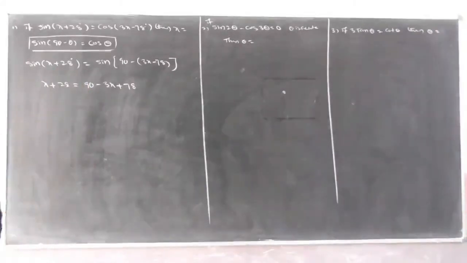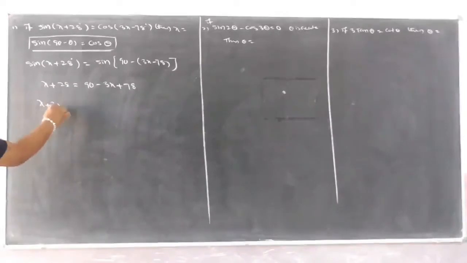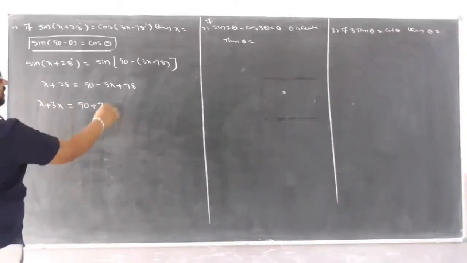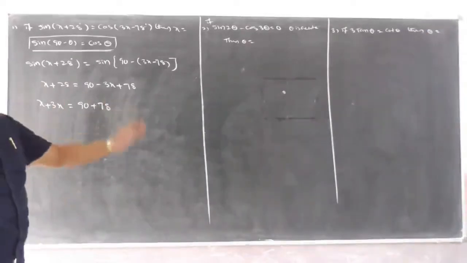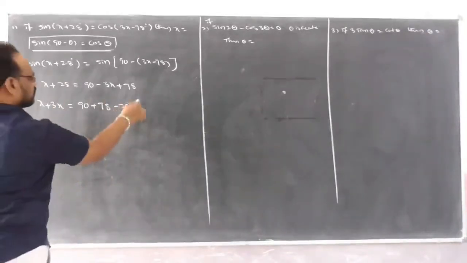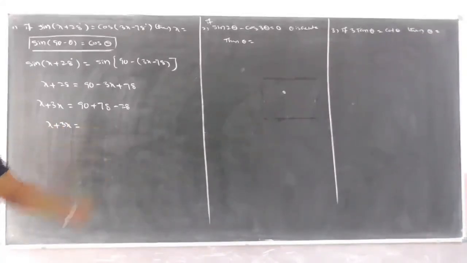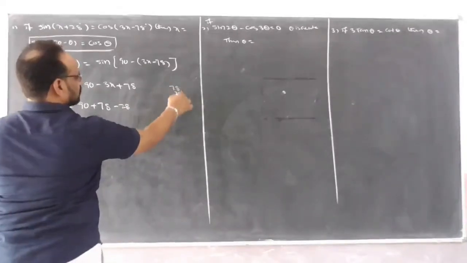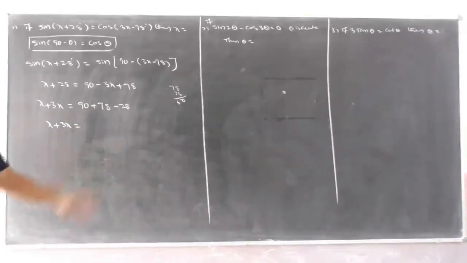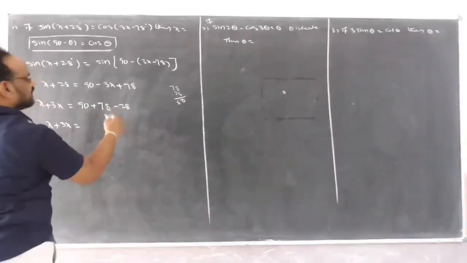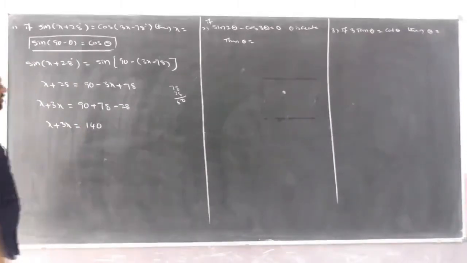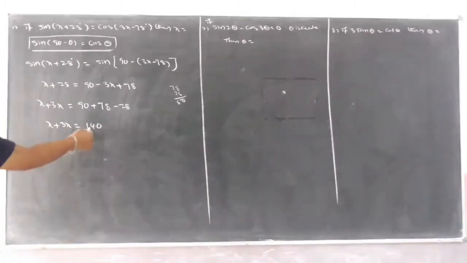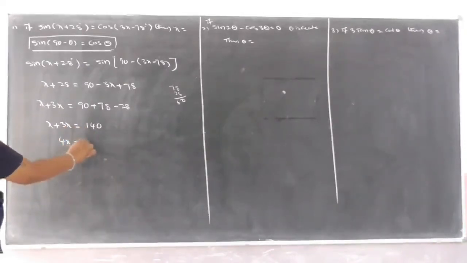We want the value of x. If you transpose minus 3x from RHS to LHS, it will become a positive quantity. That is x plus 3x is equal to 90 plus 78. If you transpose plus 28 from LHS to RHS, it will become minus 28. So x plus 3x is equal to 90 plus 78 minus 28, that is 90 plus 50, which is 140. X plus 3x, clearly 4x, is equal to 140.